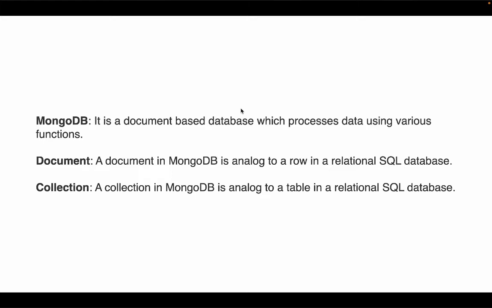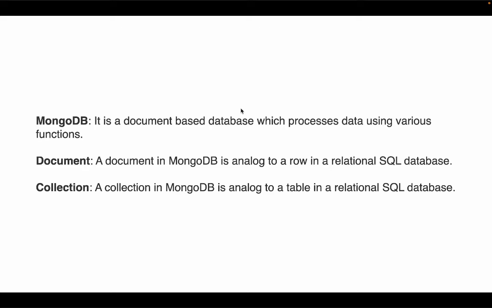A document is basically the row in a relational database. Like we have data stored in the form of rows in a relational database, we have data stored in the form of documents in MongoDB. Like we have tables in the relational database, we have collections in MongoDB. So a table in a relational database is a collection in MongoDB. All right. So this is the thing about documents and collections.